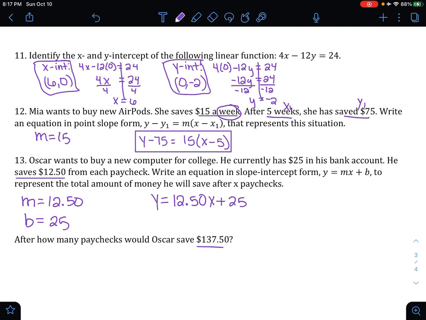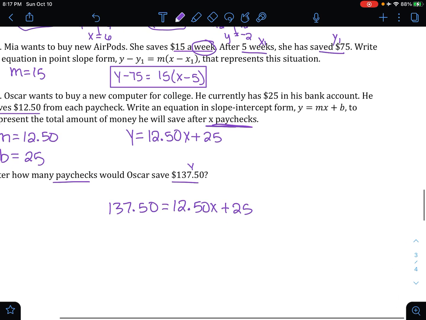Okay, after how many paychecks would Oscar save $137.50? Well, that just means I'm going to plug that in for y and solve for x, because remember, x is paychecks. It tells you right here. So I have 137.50 is equal to 12.50x plus 25. Our goal is to solve for x.